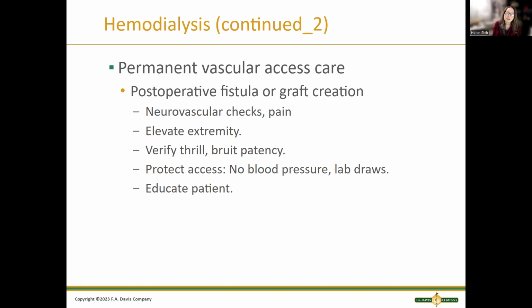We want to protect the access. So again, no blood pressure or blood draws in the arm with the AV fistula or graft creation. And also, a lot of these dialysis machines have a way for you to draw blood from the system instead of drawing blood from the fistula access directly. So we can draw their blood really easily when we are doing their hemodialysis because the machine allows you to attach a syringe to certain chambers in the machine, in order to just draw a little bit of blood for the purpose of labs.